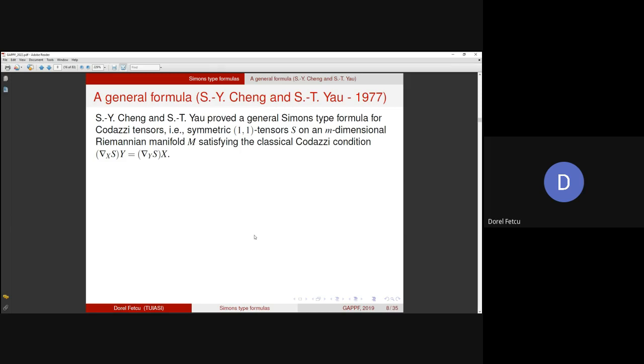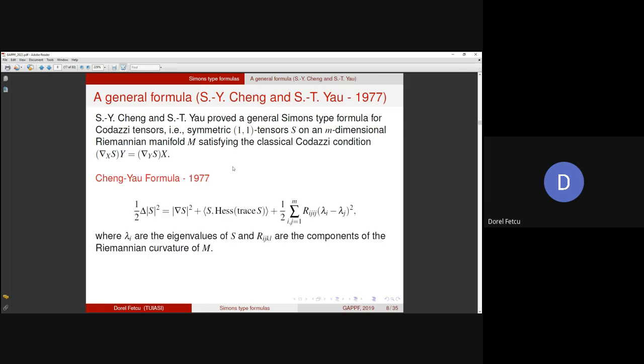Then in 1977, Cheng and Yao proved the very general Simons type formula for Codazzi tensors. These tensors are symmetric 1-1 tensors defined on a Riemannian manifold and satisfying the classical Codazzi condition. The formula reads like this. It involves the Hessian of the trace of the tensor S, the curvature of the manifold, and the eigenvalues of the considered Codazzi tensor.